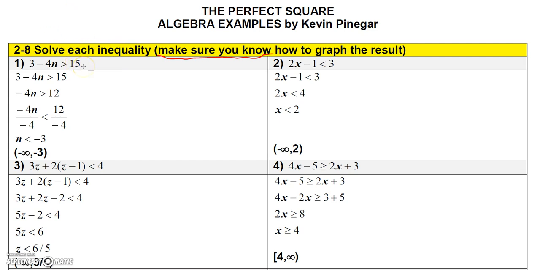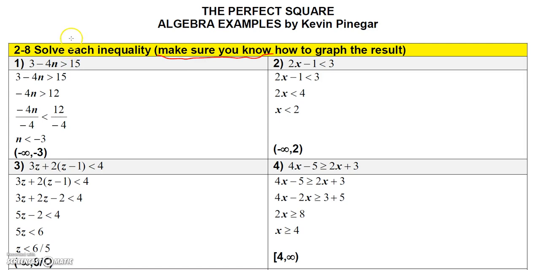Okay, now one thing I do want to mention here, that when you're solving inequalities, you can pretty much use the same rules you did when you were solving equations. For instance, if you have an inequality, you can add the same number to both sides and the inequality will still hold true. You can subtract the same number from both sides and the inequality will still hold true. You can multiply both sides by a positive number or divide both sides by a positive number and the inequality still holds true.